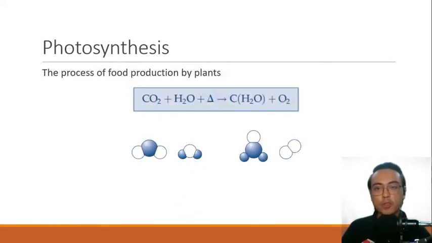Photosynthesis is the process of food production by plants. If we represent photosynthesis in terms of a chemical reaction, this is it. That would be carbon dioxide plus water plus energy yields carbohydrates plus oxygen. These carbohydrates are the stored energy in the plants, and if they are eaten, this carbohydrate will be the energy source of the consumers. Now, this energy is largely coming from sunlight. Energy from the sunlight is needed to split these molecules and to form carbohydrates.